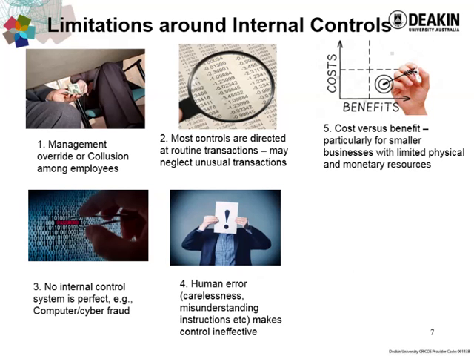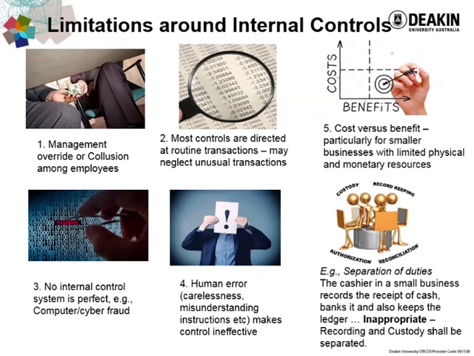Finally, internal controls can be very costly, which may not be affordable to smaller business because they don't have enough resources. We must make sure that the benefits of internal control outweigh the costs. For example, in small business, usually the cashier will record the cash receipt, bank in the money, and maintain the account. This is not appropriate because recording and custody of the assets must be separated, so employees have no chance to cheat and engage in fraud.